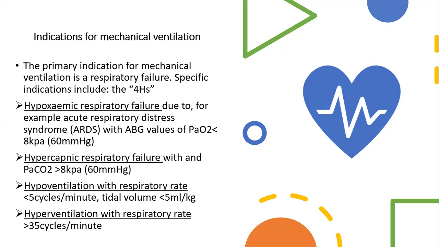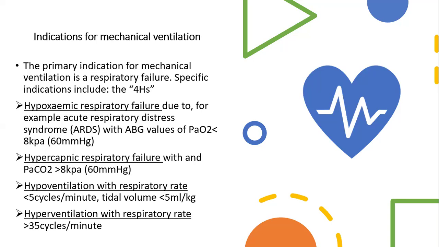Hypercapnic respiratory failure. Our second patient, the asthmatic patient, had severe hypercapnia. The third one, hypoventilation, is when the respiratory rate is less than 5 cycles per minute, or the patient is unable to get a tidal volume above 5.